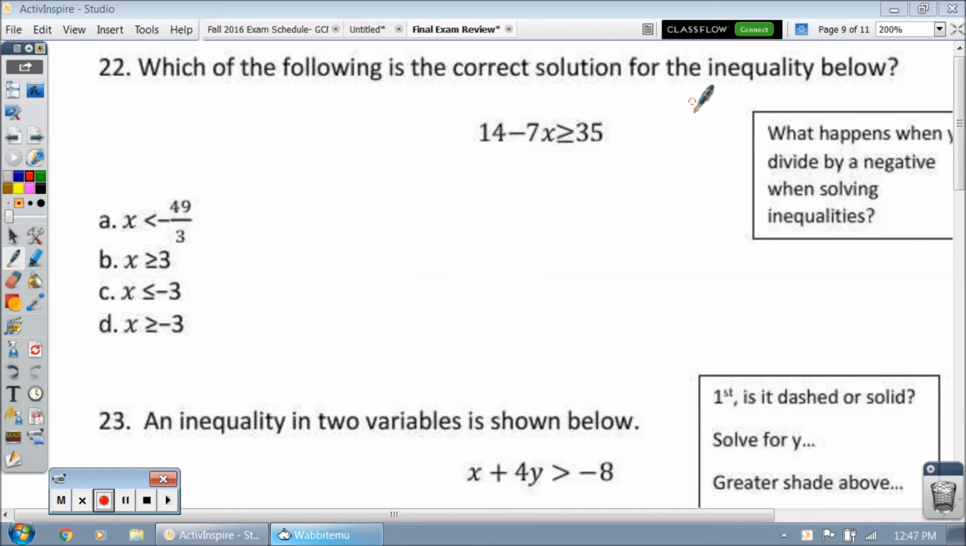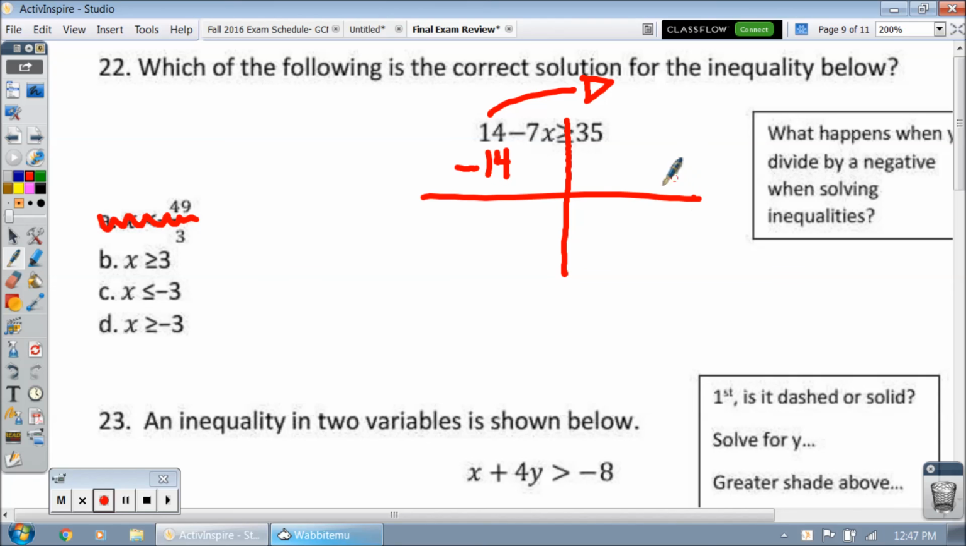22, which of the following is the correct solution for the inequality? We have to solve for x. If you look at the symbol here, it's greater than or equal. This one does not even have an equal sign, so we're going to cross out A. Let's get x by itself. We're going to move everything to the right. Start doing opposites. 14 becomes minus, and so it'll become minus over here. Bring down -7x. We'll bring down our inequality sign.